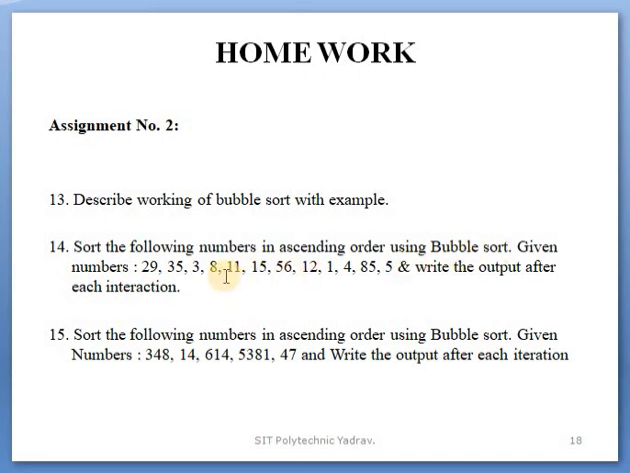Sort in ascending order, and write the output after each iteration. There is a spelling mistake in the question paper: it says interaction, but it is iteration, also known as a pass. After each iteration, show how the numbers are sorted. Only show it, do not write an explanation or algorithm. Take the numbers and, in each pass, show how the numbers are sorted using bubble sort.